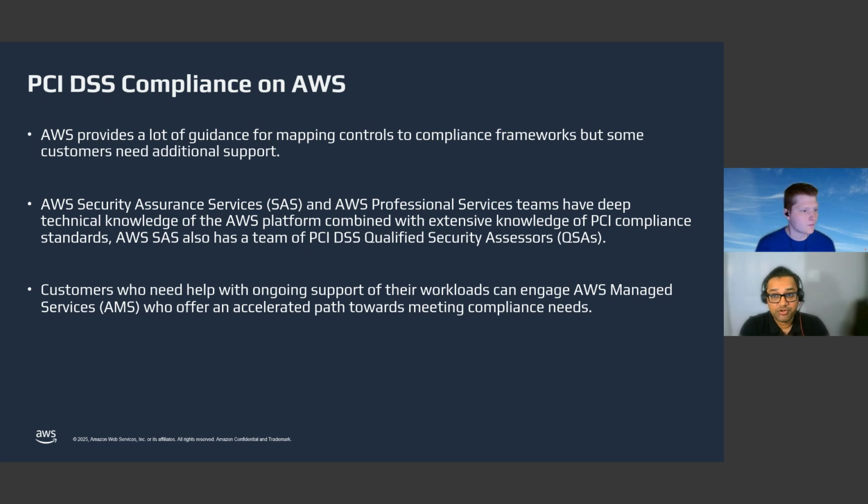If you need help, you can engage with the AWS Security Assurance Services, also known as the SAS team, and the AWS Professional Services team, who have deep technical knowledge of the AWS platform combined with deep knowledge of PCI standards. AWS SAS and professional services offerings are designed to accelerate your readiness for your annual PCI DSS assessment, achieve lower cost continuous compliance through adoption of compliance as code, and even train your internal team to become more knowledgeable in this subject.